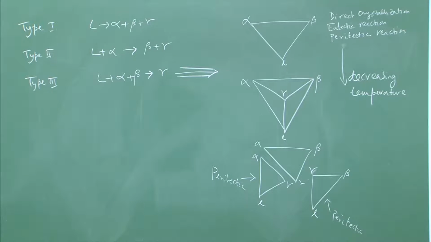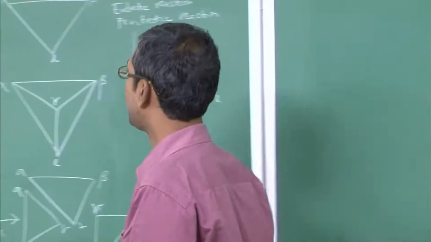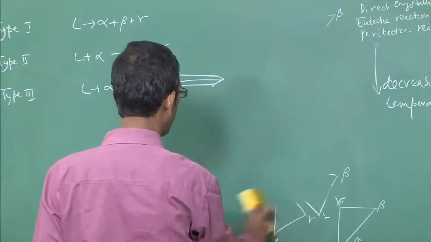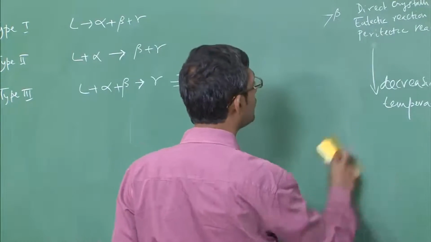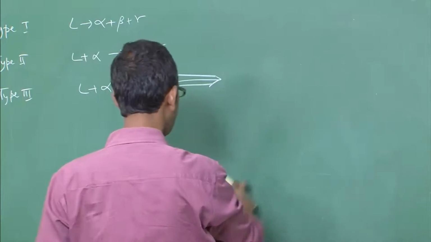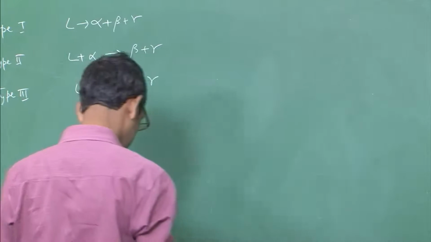You can also have the last thing I draw, which is another kind of equilibrium. Let us see whether I can do it. You can also have this ternary four-phase equilibrium of type 3, when you have two eutectics and one peritectic on the binary. So, how will it look? Let us see.